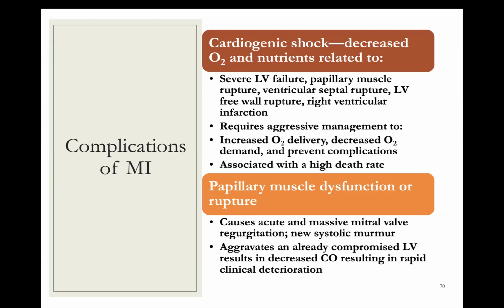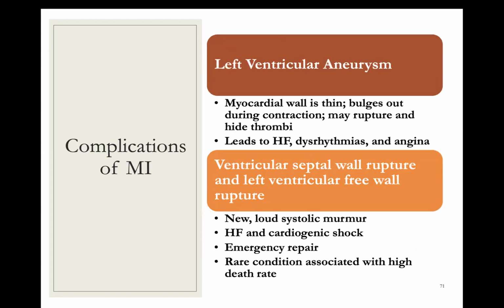Another complication is papillary muscle dysfunction or rupture. Remember when we talked about anatomy and physiology, the papillary muscles are those muscles in the ventricles that have the chordae tendineae attached to them, which are kind of like the strings that pull the AV valves, the mitral and the tricuspid valve, open and shut. So if there's dysfunction or rupture of those, then we'll hear new onset murmurs, and it can contribute to heart failure as well.